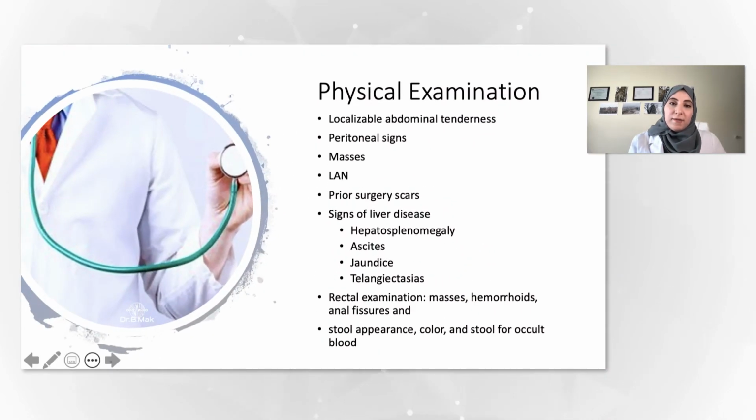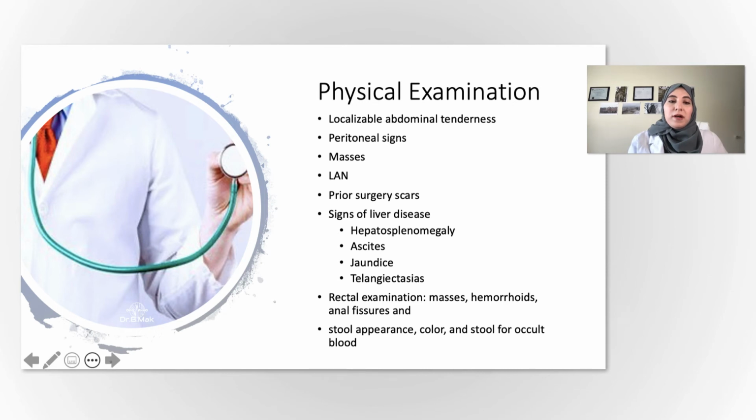Then if you go to the physical exam, other than the things that we said we will assess initially, you have now to look for any localizable abdominal tenderness, any peritoneal signs, any masses, any lymph nodes, any prior surgery scars, any sign of liver disease, and you have to do a rectal exam. Unless the patient refuses, or if they have severe anal pain that might point to, for example, anal fissure, then you cannot do a rectal exam. But if they agree, because it might give you the diagnosis, they might have hemorrhoids, you might find masses, or sometimes you might see the melena they did not tell you about.